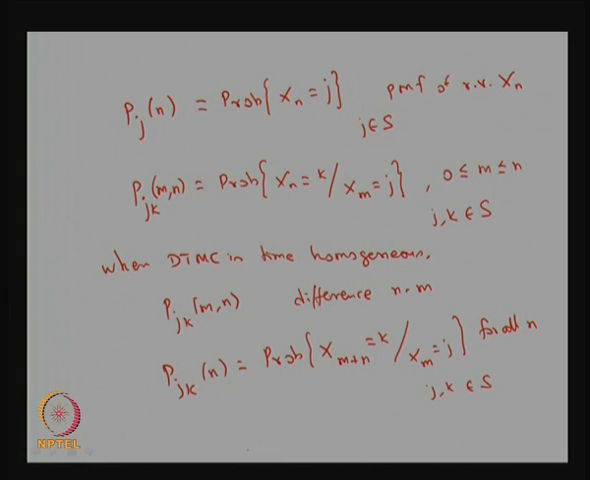because the DTMC is time homogeneous. So, Xm to Xm plus n is valid for all m. For all n, we are finding out the n step transition. Because the DTMC is time homogeneous, this is called the n step transition probability function.